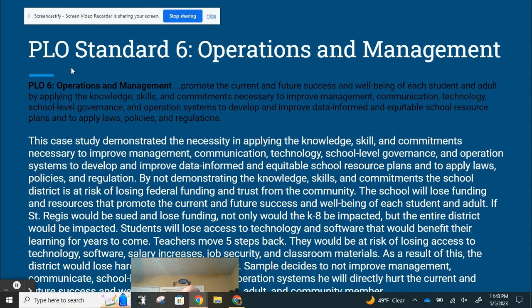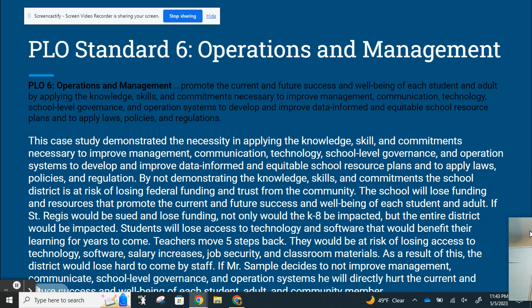So next, I'd like to talk about how this case study meets the standards PLO 6. This case study demonstrated the necessity in applying the knowledge, skills, and commitments necessary to improve management, communication, technology, school-level governance, and systems to create and improve data-informed, equitable school resources and apply laws, policies, and regulations. By not demonstrating the knowledge, skills, and commitments, the school district is at risk of losing federal funding and trust from the community.